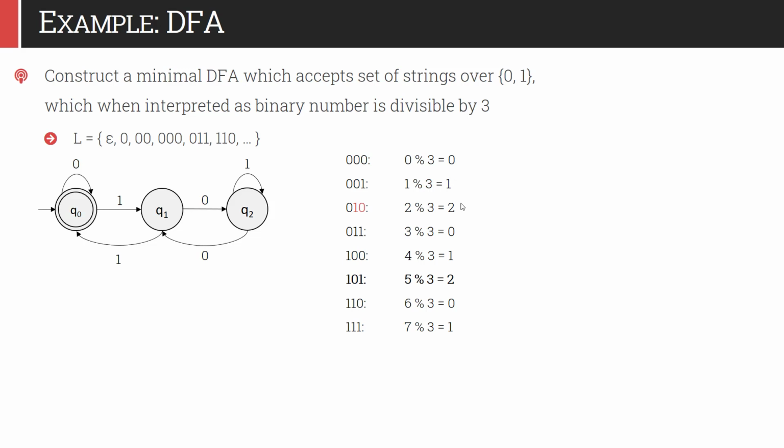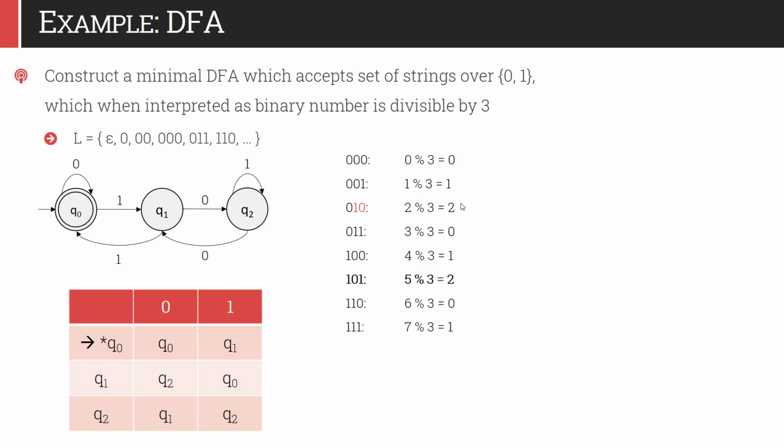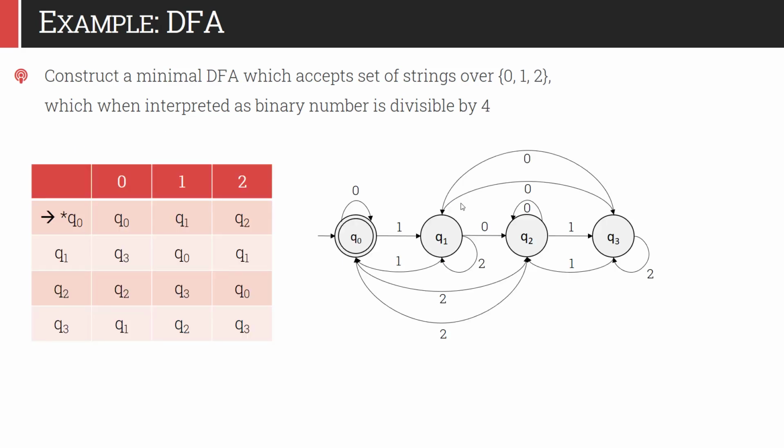Now this pattern will repeat because all transitions are covered. So if any number is generated in this way, then it will definitely be divisible by 3. And if we look at the table, it looks like this. Let us generalize this fact.